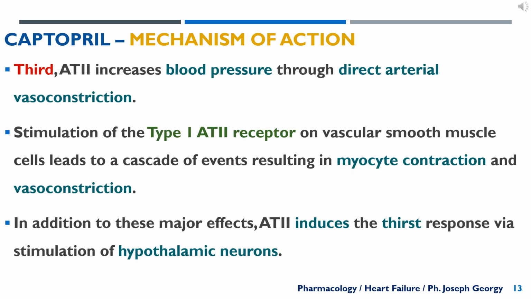Thirdly, angiotensin 2 increases blood pressure through direct arterial vasoconstriction. Stimulation of the type 1 angiotensin 2 receptor on vascular smooth muscle cells leads to a cascade of events resulting in myocyte contraction and vasoconstriction. In addition to these major effects, angiotensin 2 induces the thirst response via stimulation of hypothalamic neurons.